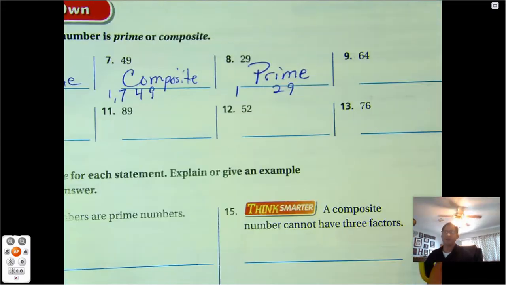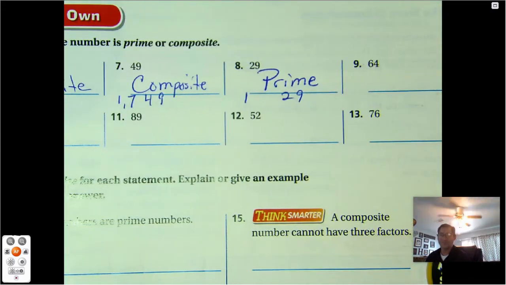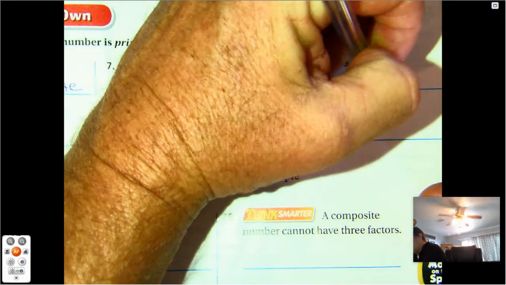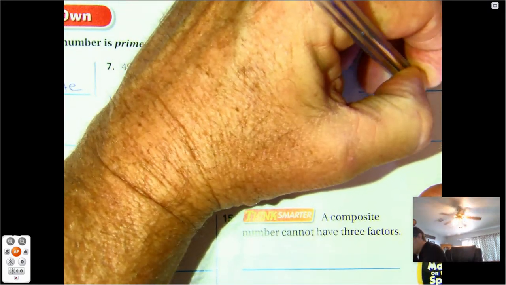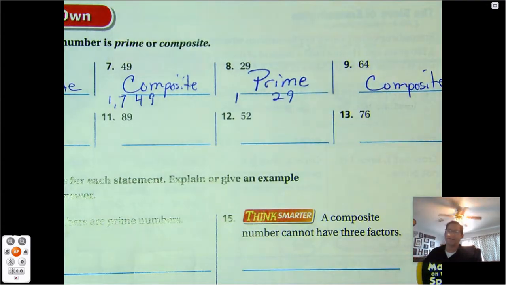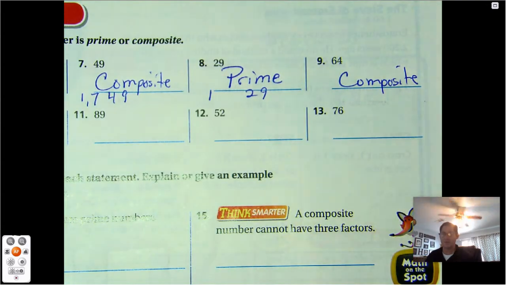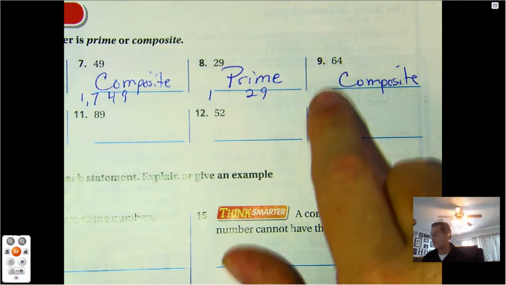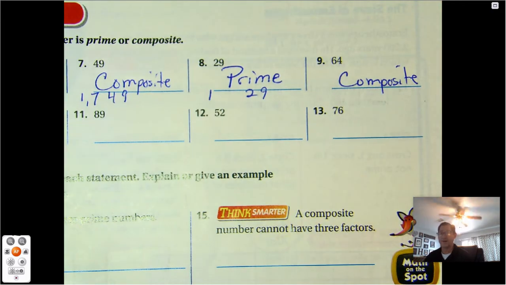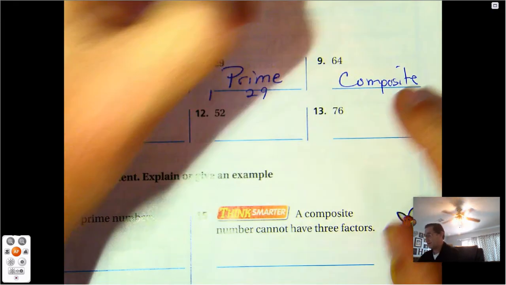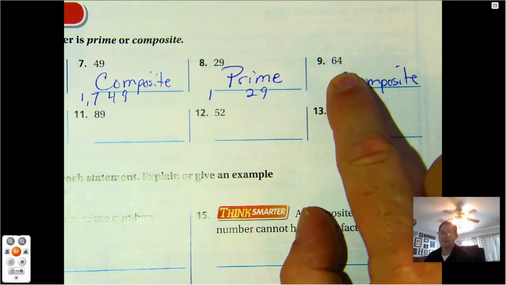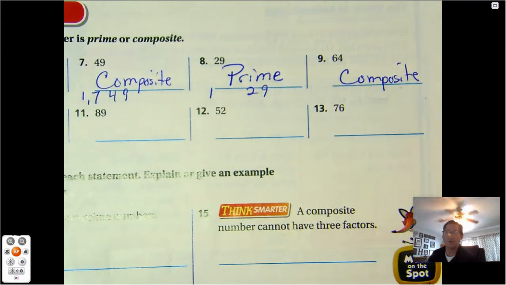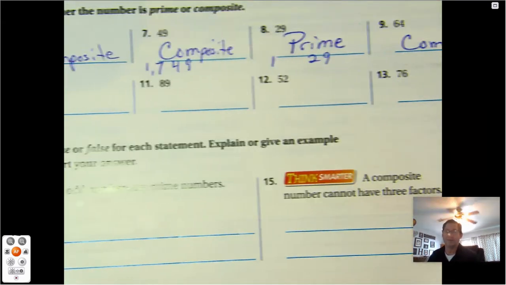64. That's an easy one, right? You should quickly say composite. Why quickly? Well, 1 and 64, right? Any number bigger than 1 has 1 and itself as factors. And I also know 2 goes into this because it's an even number. So as soon as I know that there's more than 2, it's a composite number.